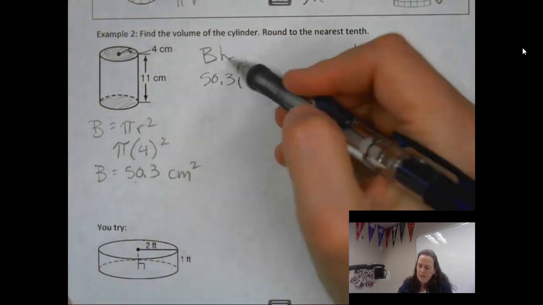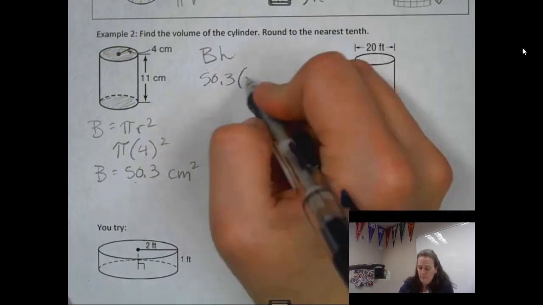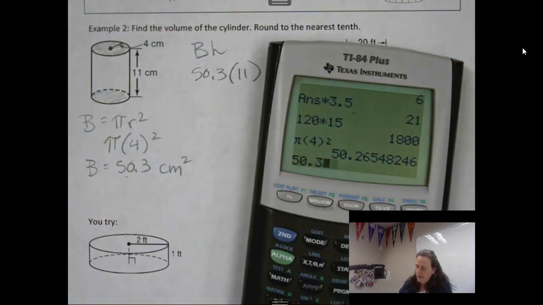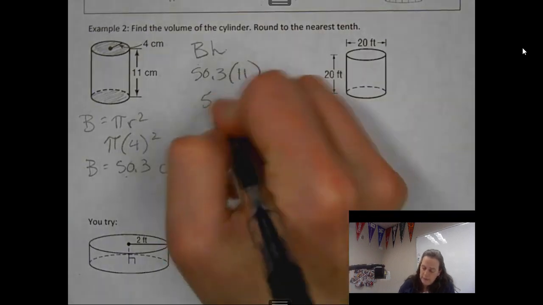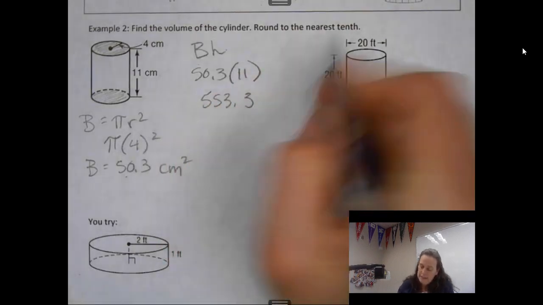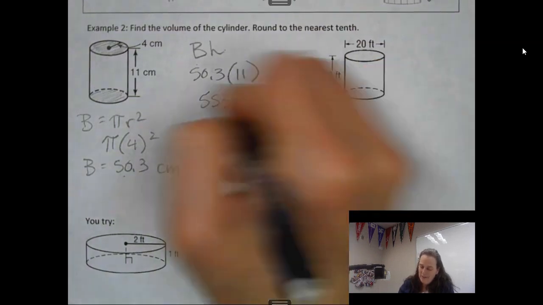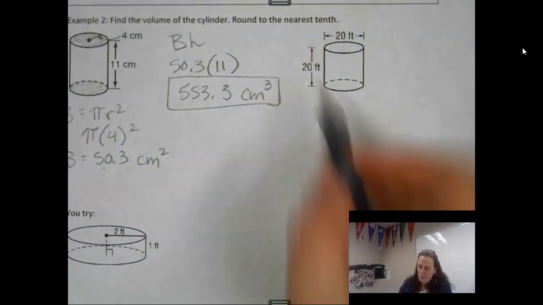So 50.3 times the height. What's the distance between the two bases? Good, I heard you yelling that. I could hear you. 11, 553.3. And it's centimeters, and it's cubed. Yep, volume. Okay, awesome. Let's do one more together.